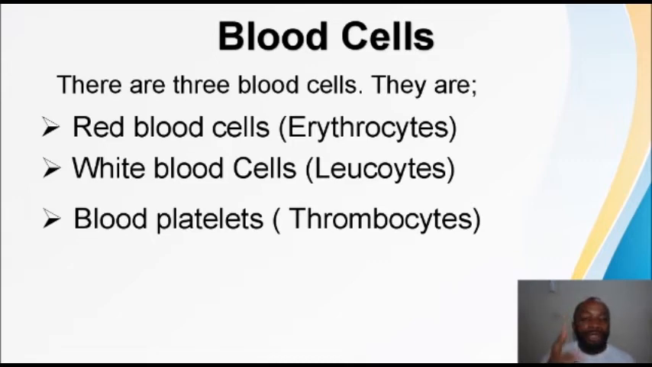So we have three cells in our blood. The first blood cell is called the red blood cell. The second blood cell is called the white blood cell. And the third one is called the blood platelets. And their names are erythrocyte, leukocyte, and thrombocyte.